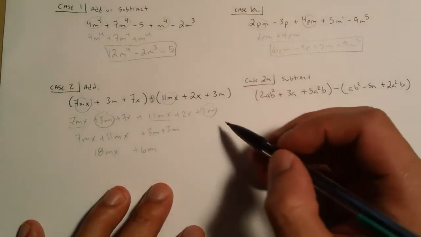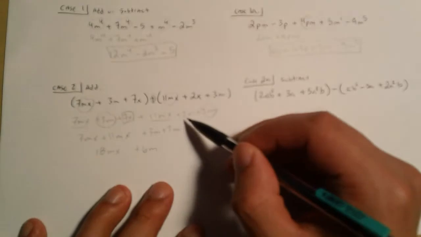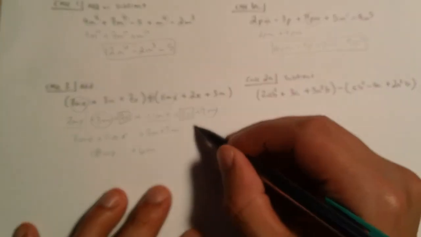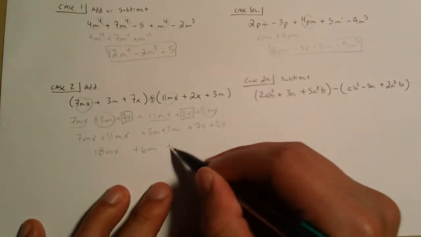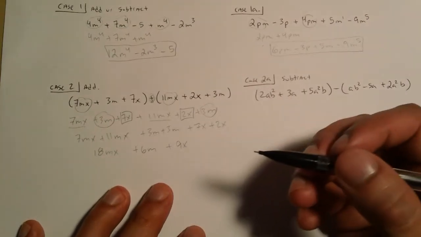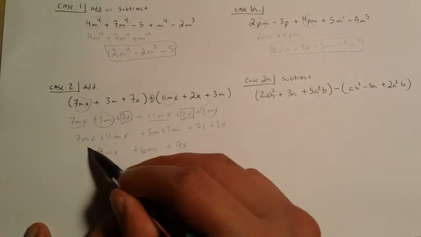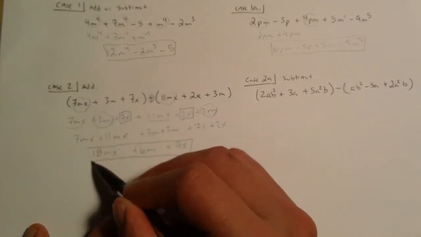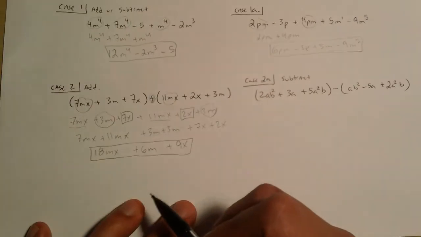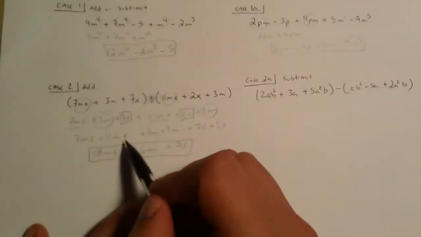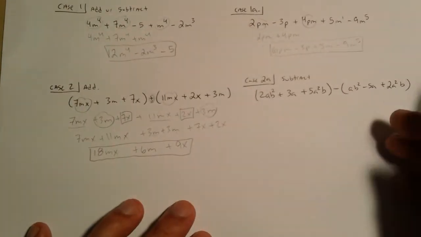Now the last ones we have will be the 7x and the 2x. So plus 7x plus 2x gives you plus 9x. And this will be our final solution. Now just make sure to check whether the variables have the same exponents for each one. So this is our last case.